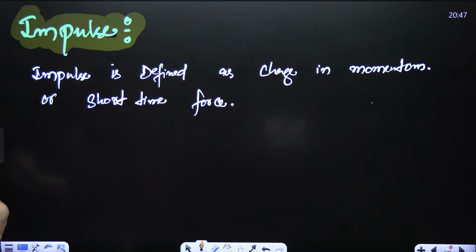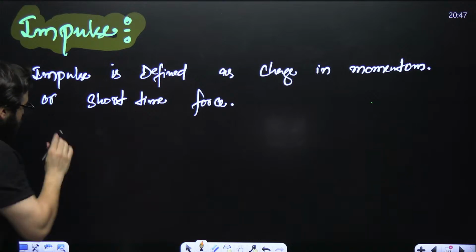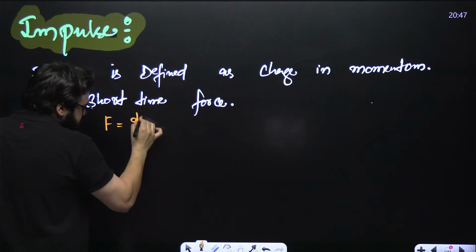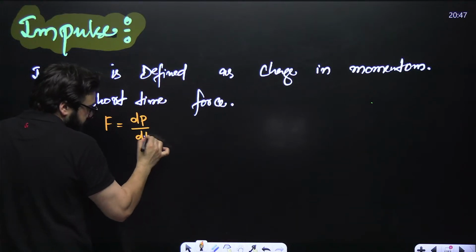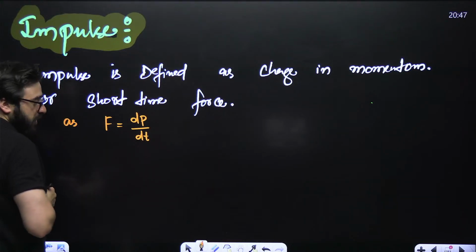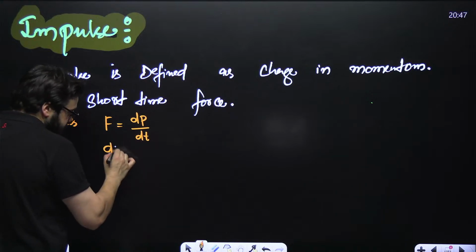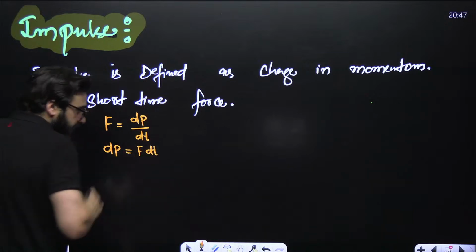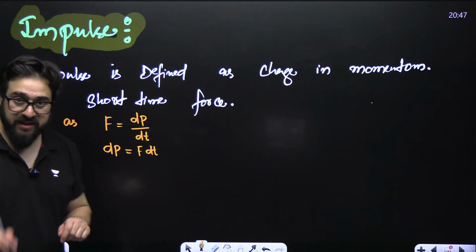Guys, see. We say force is equal to dp divided by dt. Take this dt over here and multiply it with F. So I can say dp is equal to F dt.